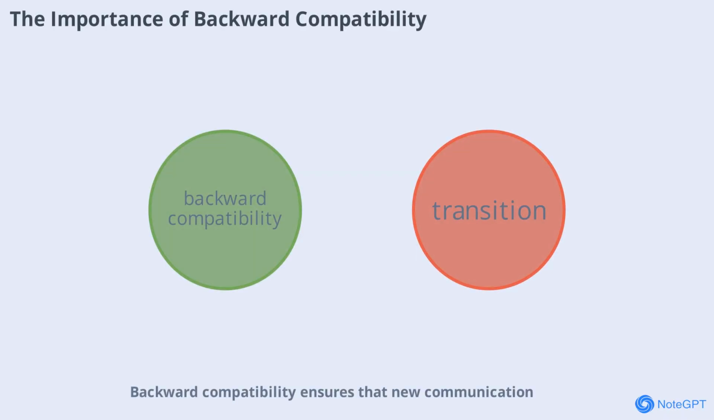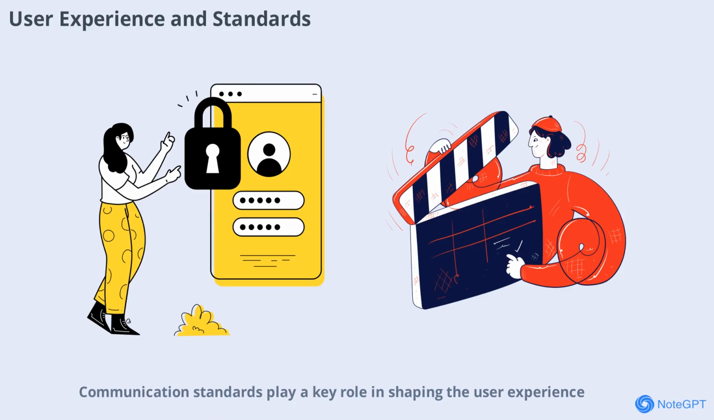Backward compatibility ensures that new communication technologies can work with older systems. This is important for maintaining service continuity and protecting investments in existing infrastructure. Standards often include provisions for backward compatibility, allowing users to upgrade gradually without losing access to essential services. This approach has helped to smooth the transition from analog to digital communication and will continue to be important in the future.